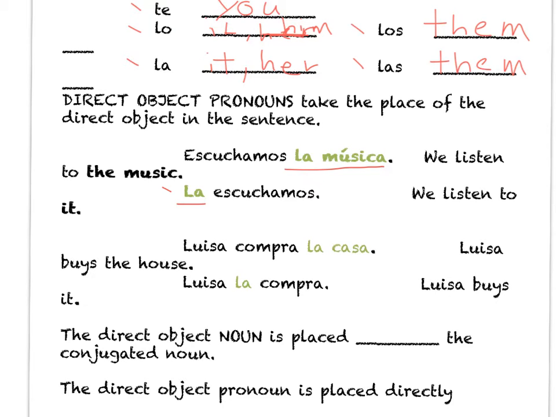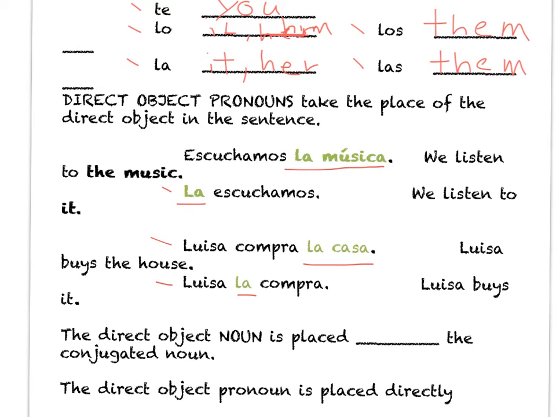In the other example, Luisa compra la casa, we ask ourselves, ¿qué compra Luisa? And la casa would be your answer. That, again, is your direct object noun. But we want to replace it to avoid that repetition, as I said before. So then we say, Luisa la compra. So I've replaced the noun la casa with the direct object pronoun la.